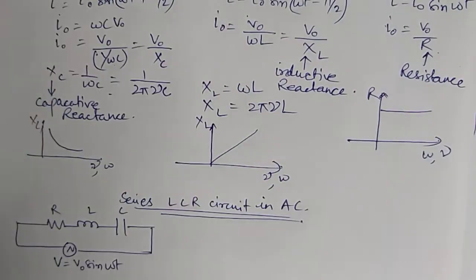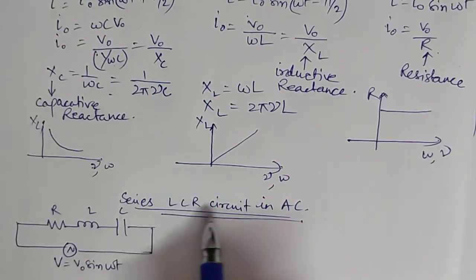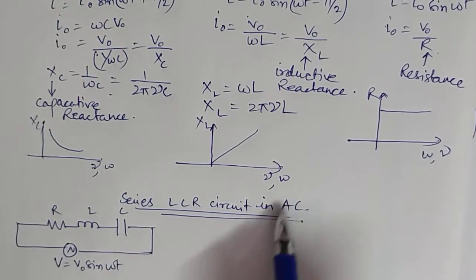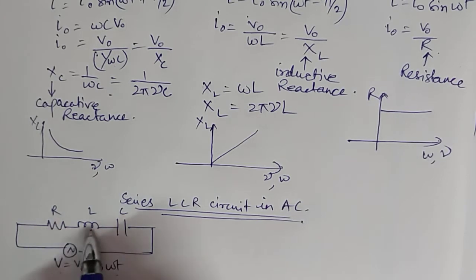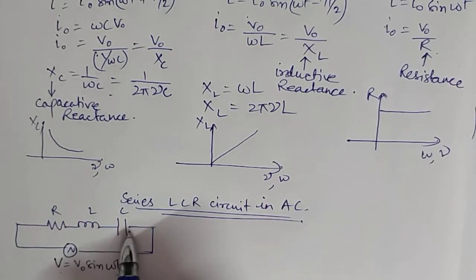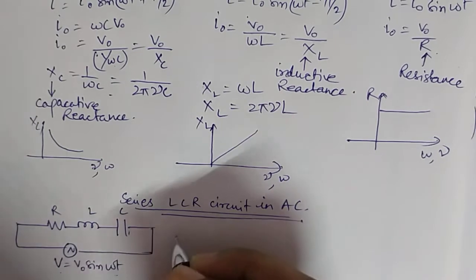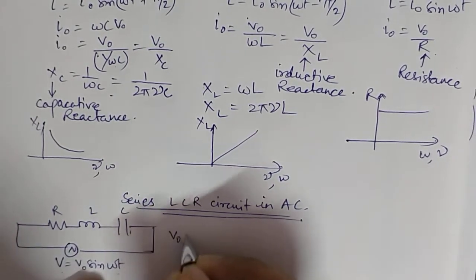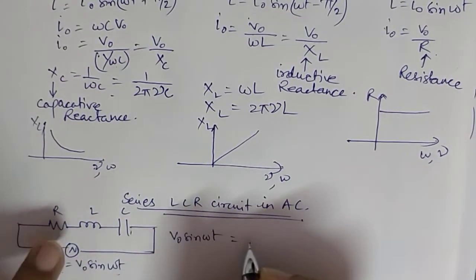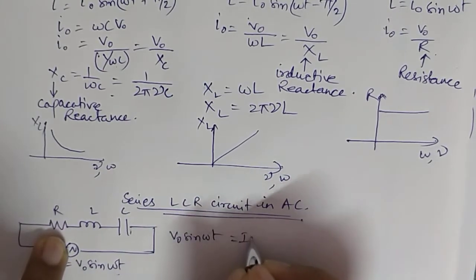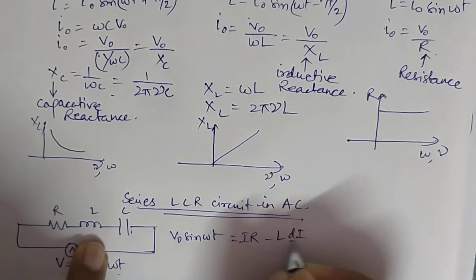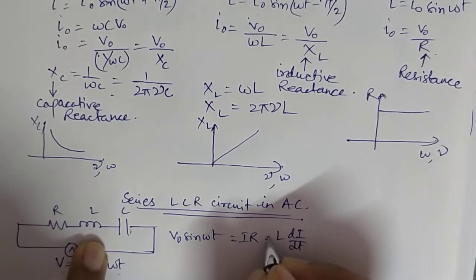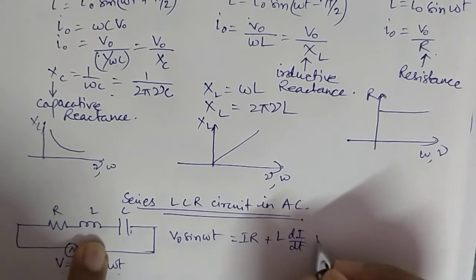Okay, now we will do the combination. So next is a series LCR circuit, which is provided with an AC source. Because it's a series connection, there will be a common current. The same current will pass through all three elements. Now if you have to write the equation, it will be V naught sine omega t equal to IR, that is voltage across the resistor, plus L di by dt plus Q by C.